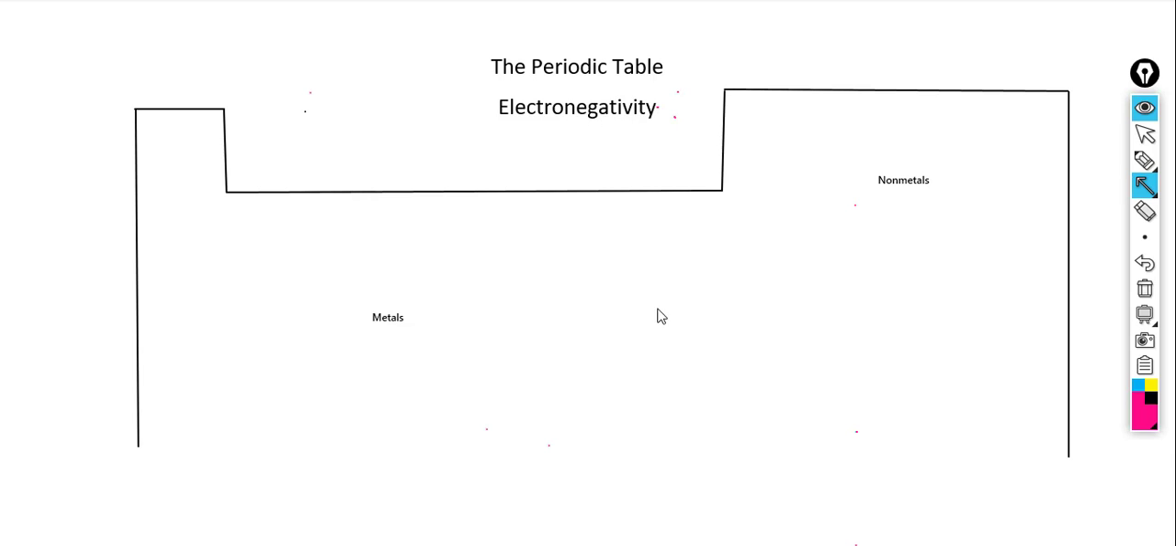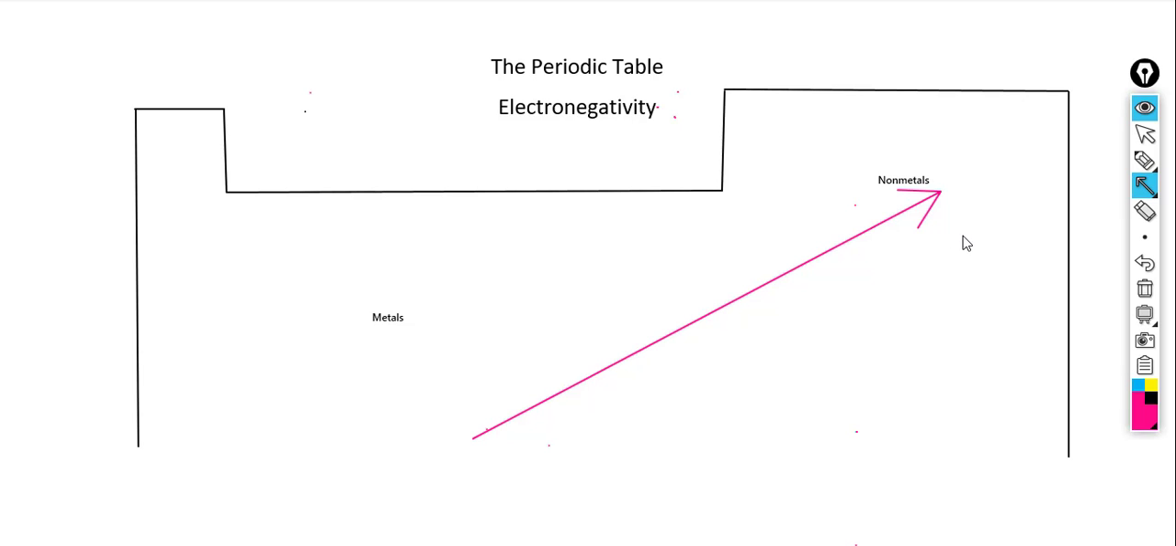So the trend for electronegativity is the same trend as for ionization energy. The more electronegative an element is, the more that it pulls electrons towards itself. So the trend goes this direction, towards the nonmetals.